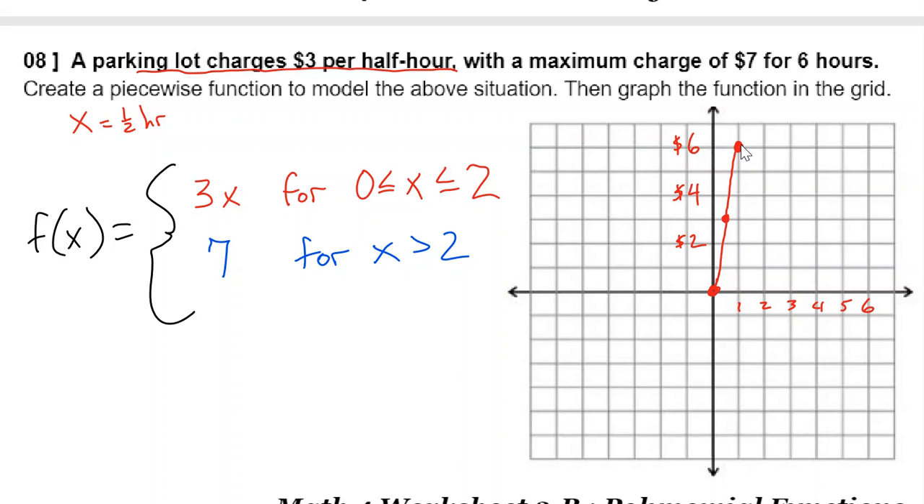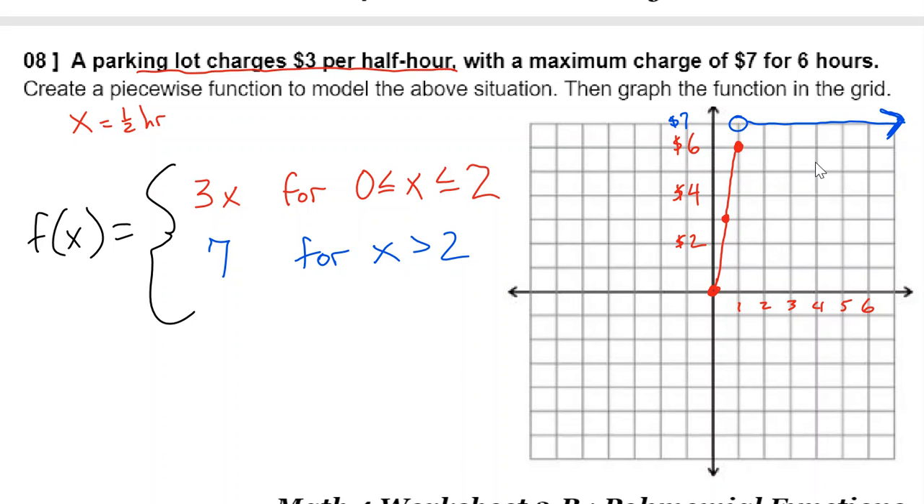Now, from this point forward, anything that's above 2 is just going to be a flat $7. And so that's what the graph should look like. All right, so we wrote the function, then we graphed the function in the grid.